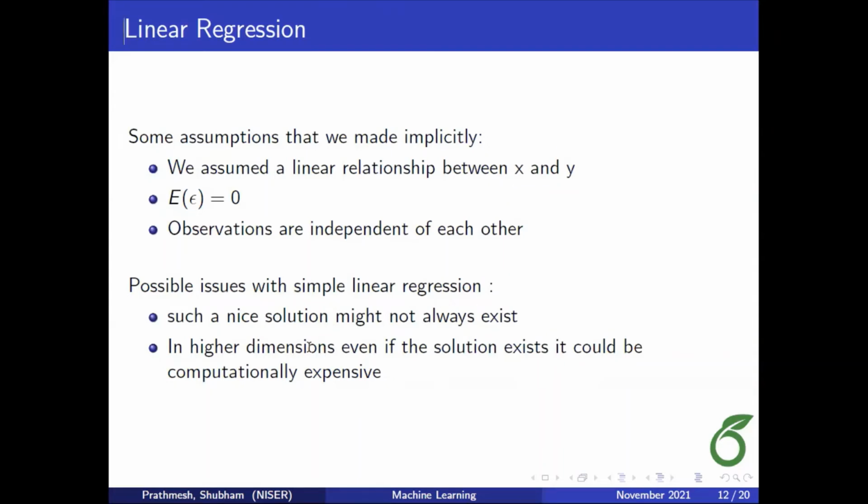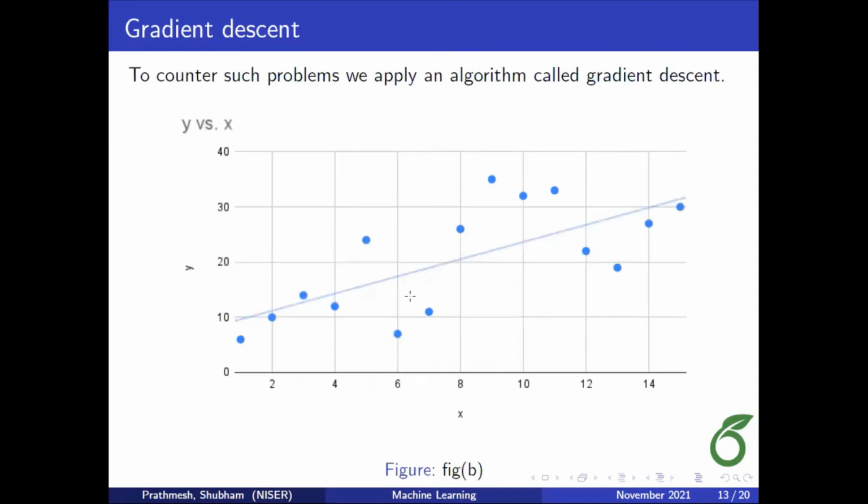Okay, so this is where we left off. I said that simple linear regression has some issues: the nice equation that we developed for W and B might not exist all the time, and in higher dimensions it could be computationally expensive. So to tackle these issues, we have a different kind of algorithm, which also tries to do linear regression, but the approach is slightly different, and that algorithm is known as the gradient descent algorithm.